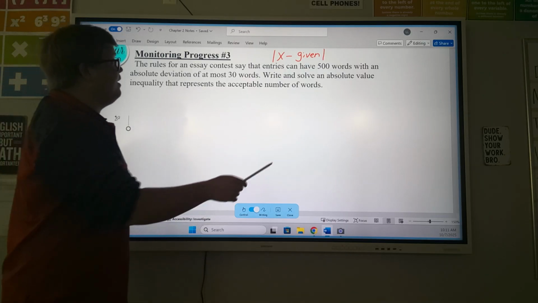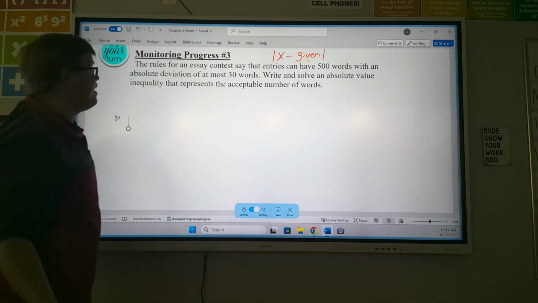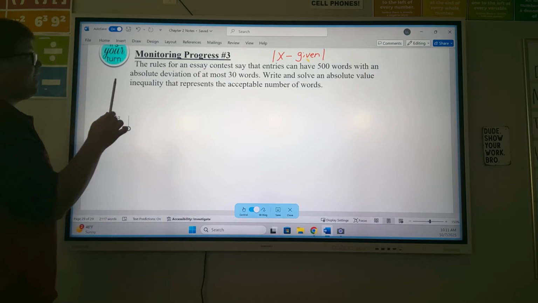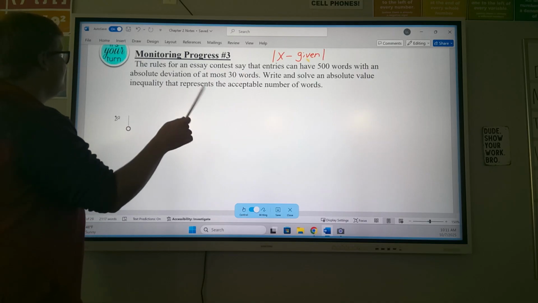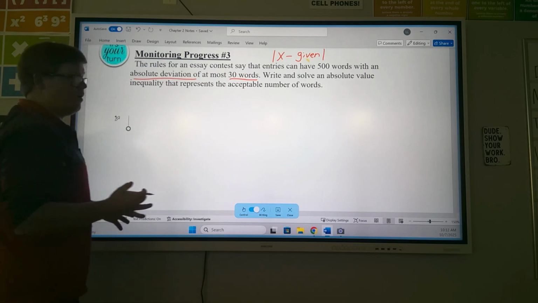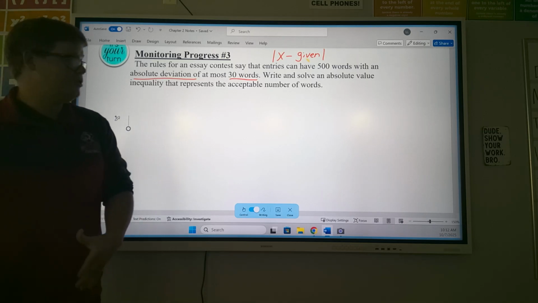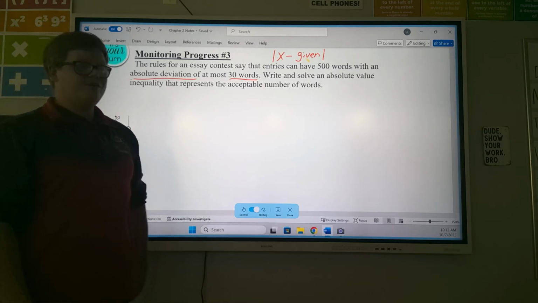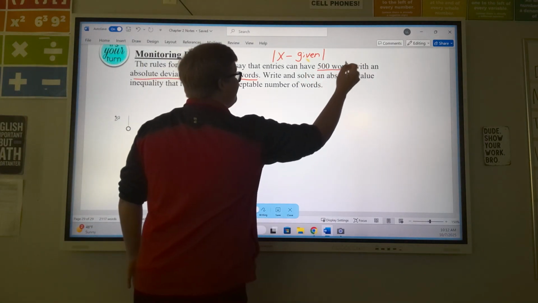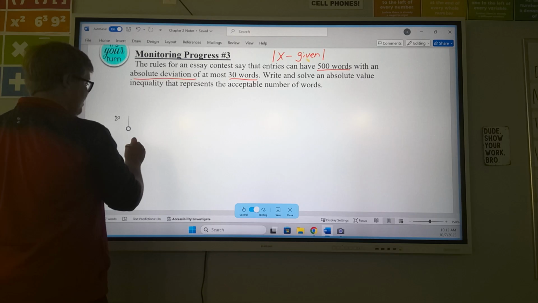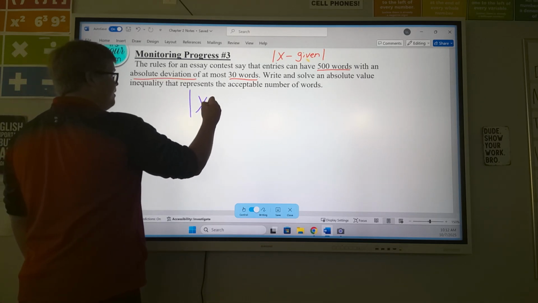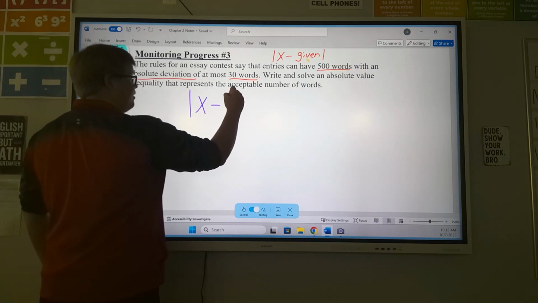We know we're not putting the absolute deviation here, so let's find what the absolute deviation is. The rules for an essay contest say that entries can have 500 words with an absolute deviation of at most 30 words. So we know 30 is our absolute deviation, so that means we're going to turn right around and make 500 our given value. So 500 words is our given value. So let's make it that way. We have x minus our given value, which is 500 words.